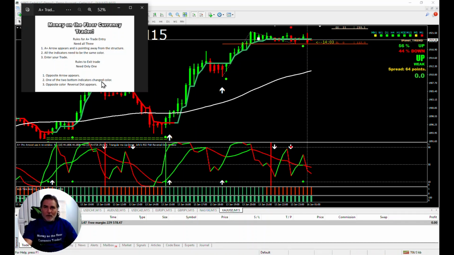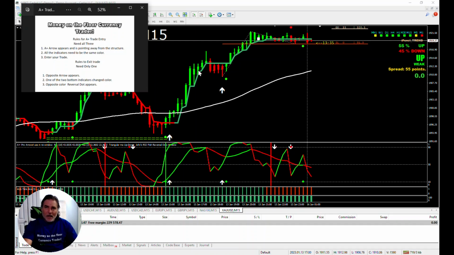So when the two bottom indicators, one of them turns the opposite color, you want to get out. If you get the opposite arrow, and what about the opposite reversal dot? So right now, we're starting out with green, everything green. So as we're going up, if we get to that red dot, that is a good sign to get out right there. So I would definitely be exiting. But you would have probably already exited over here when this changed red. But these are the three rules. Any one of these happens, you exit the trade. And that would be very good.